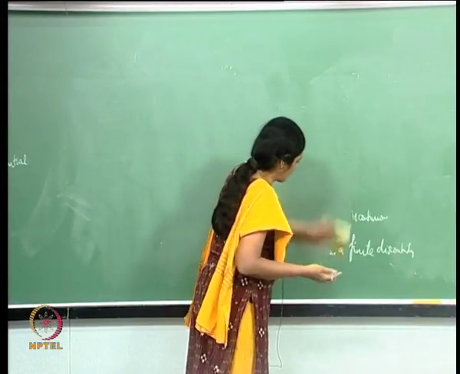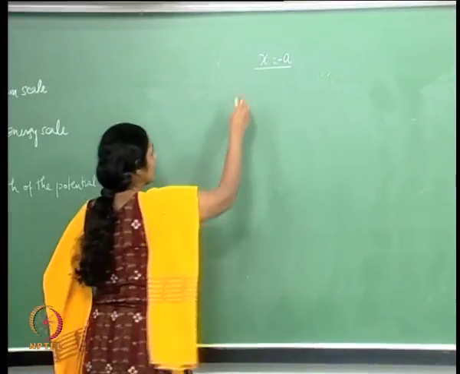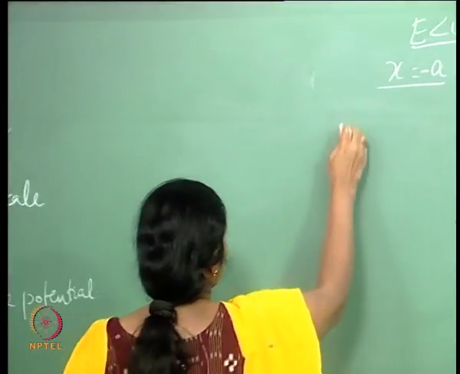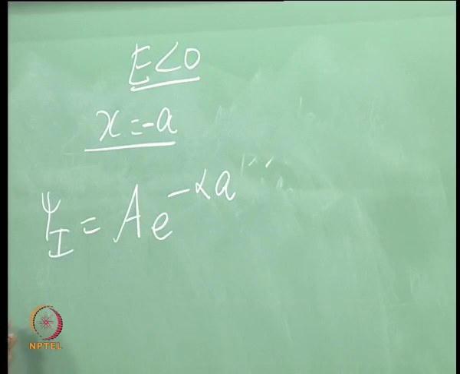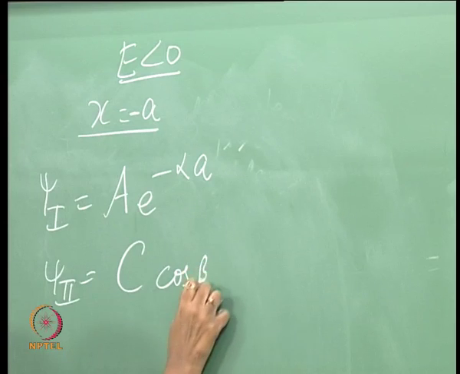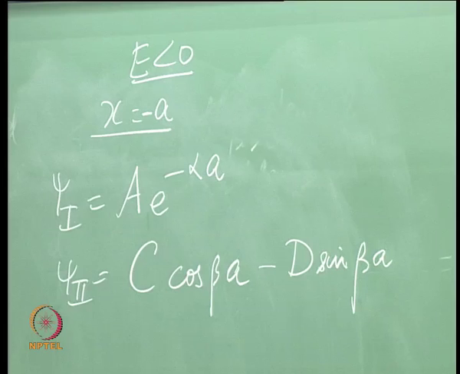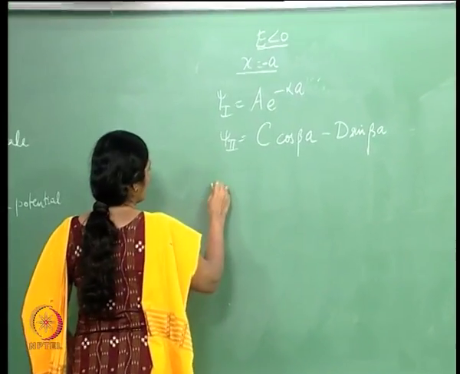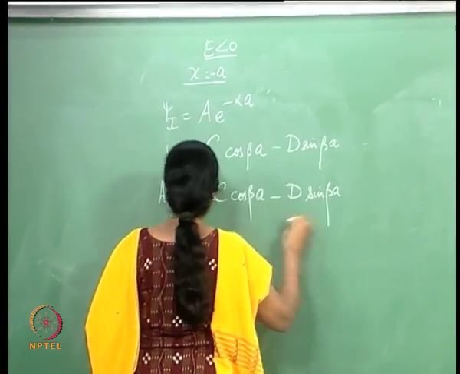I have the following conditions at the boundaries at x equals plus a and minus a. So, let us look at x equals minus a. Remember, we are working only with bound state solutions, E less than 0. So, at x equals minus a, psi 1 is A e to the minus alpha a, and psi 2 is C cos beta a minus D sin beta a. This is what I have at x equals minus a. I have to match both of them. So A e to the minus alpha a is C cos beta a minus D sin beta a. So this is one equation that I have.